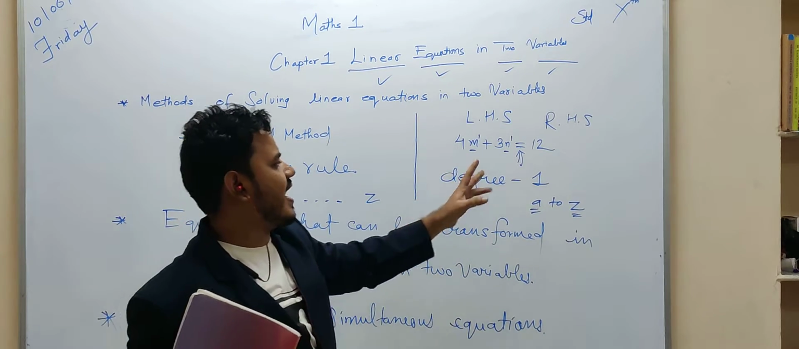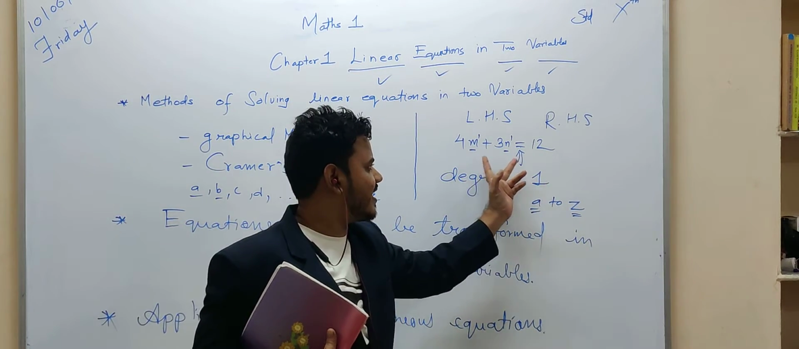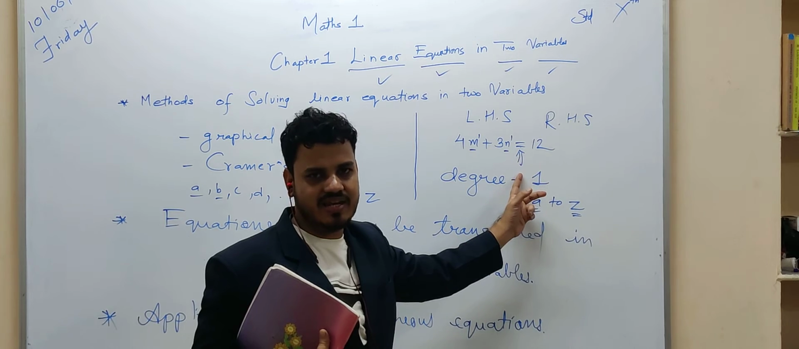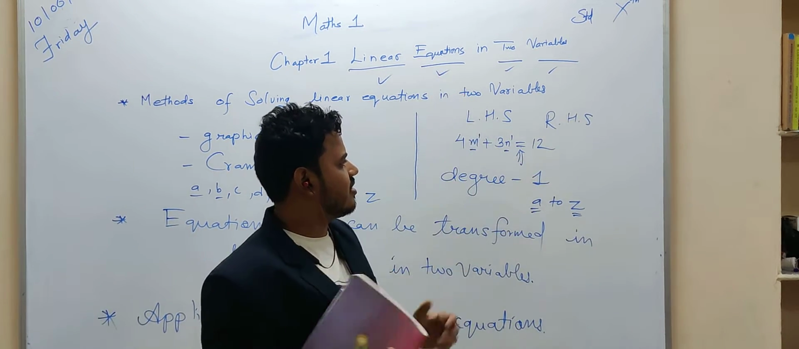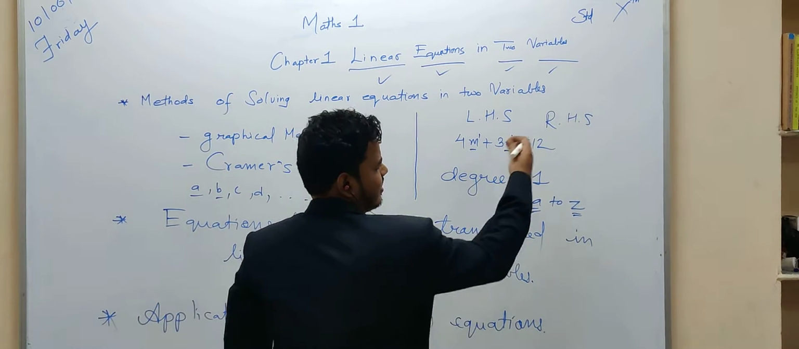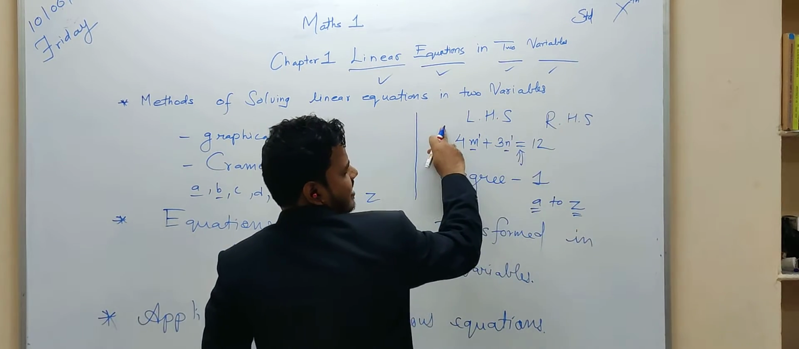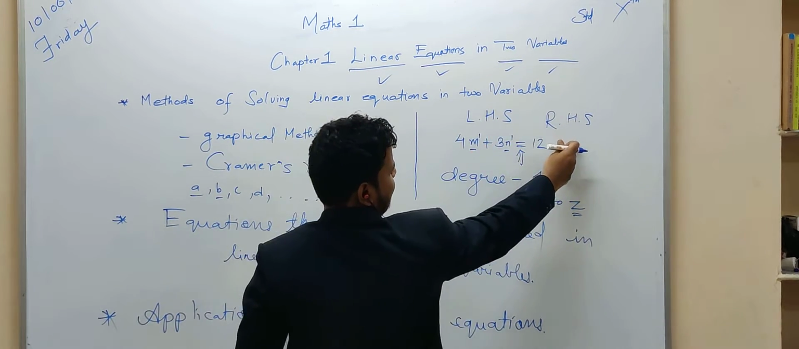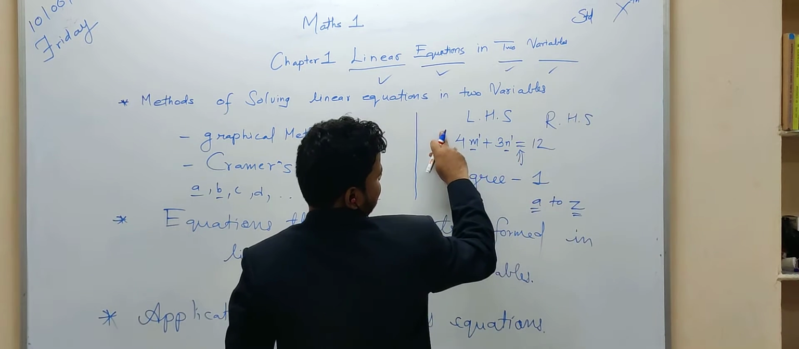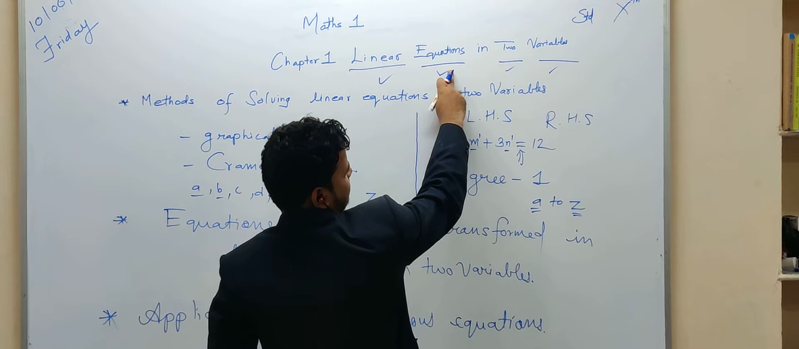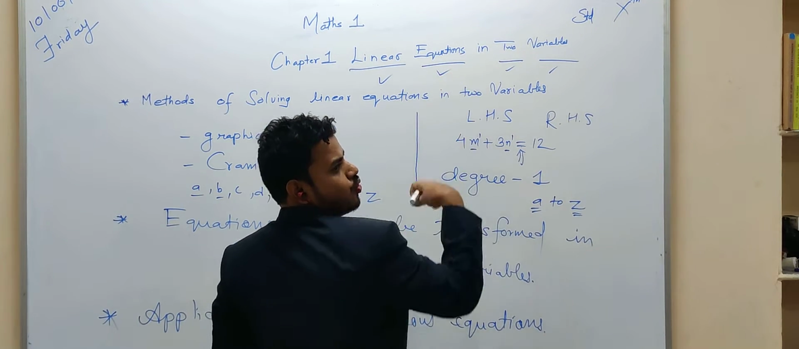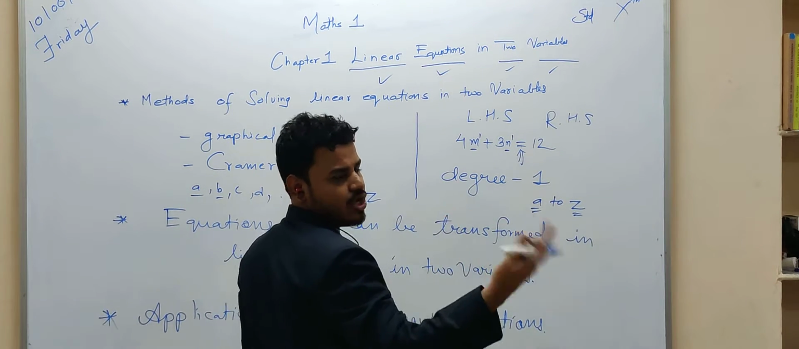Equation means what? Any mathematical expression which has an equal to sign is called an equation. It will have two sides, that is the right hand side, RHS, and the left hand side, LHS. So this is RHS and this is LHS, and in between we have the equal to sign. Therefore it is an equation. And it is equations, plural, so there will be many equations.